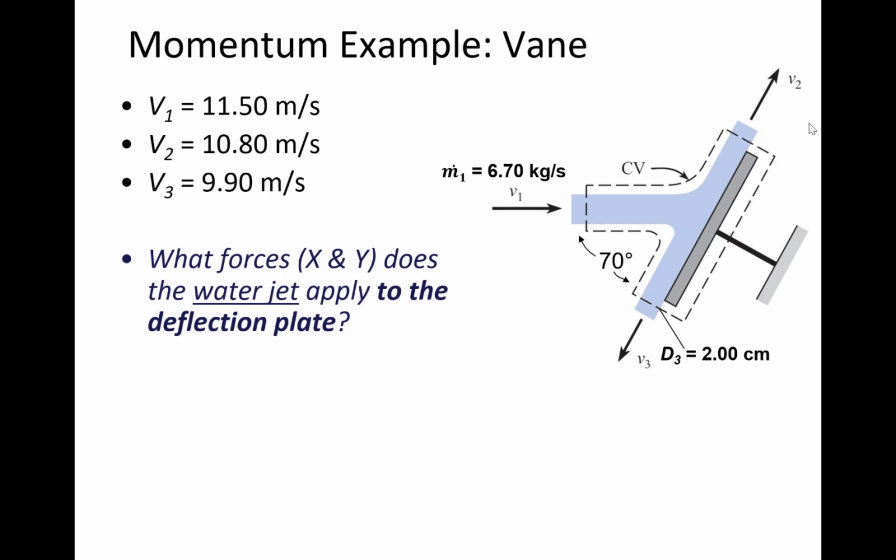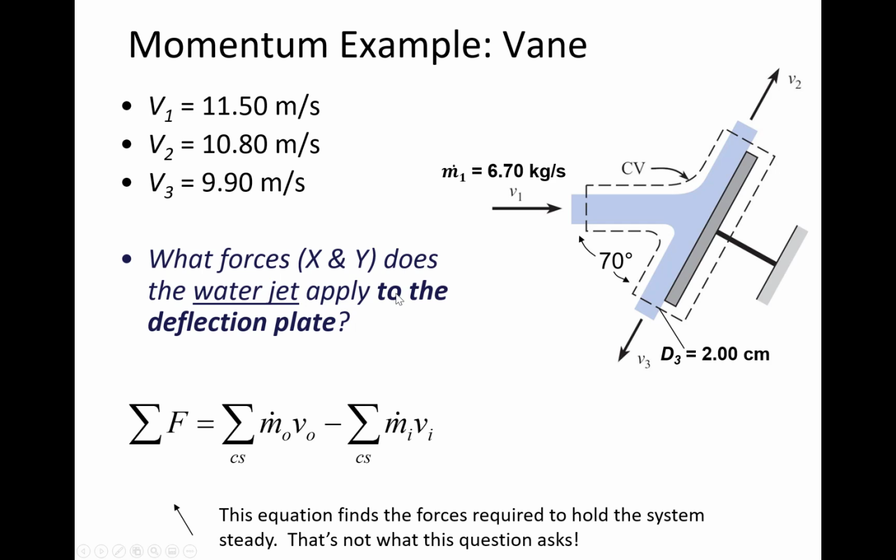So in other words, I had said earlier, Q1 equals Q2 plus Q3. Well, if it's the momentum that we're talking about and mass flow rate, m dot 1 equals m dot 2 plus m dot 3. All right, so here it's asking, what forces does the water jet apply to the deflection plate? And so think about the momentum equation.